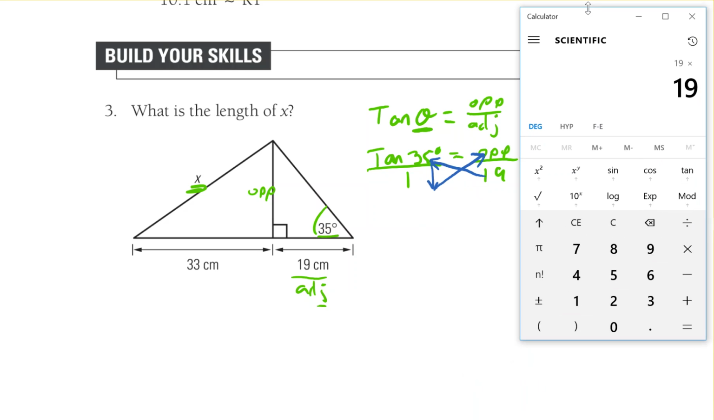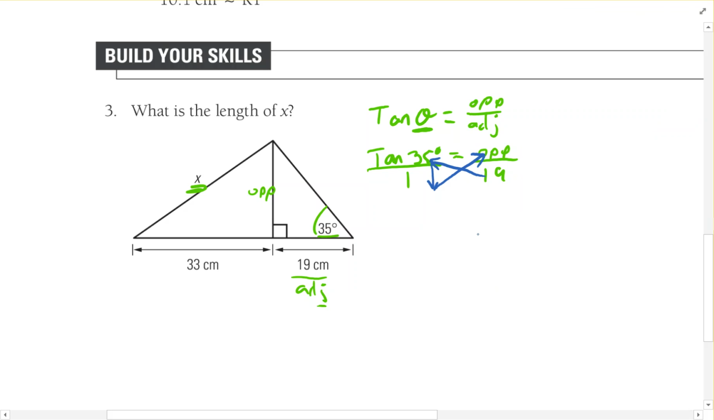Unless you've got a bit more of an advanced one, then it'll be tan, and it'll show you that you can put 35 in for it. But it'll just be 19 times, and then you'll write 35 tan. So you can see up here what it did, right? It said 19 times tan 35. And then don't forget to push equals. So that's going to be equal to 13.3.